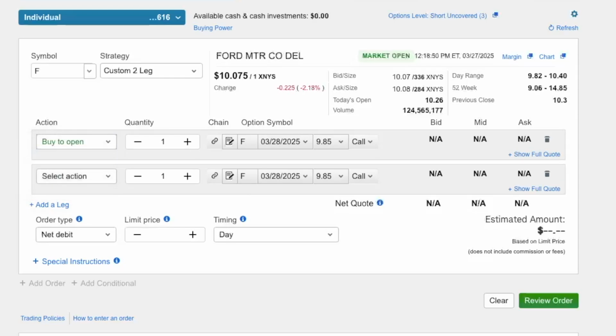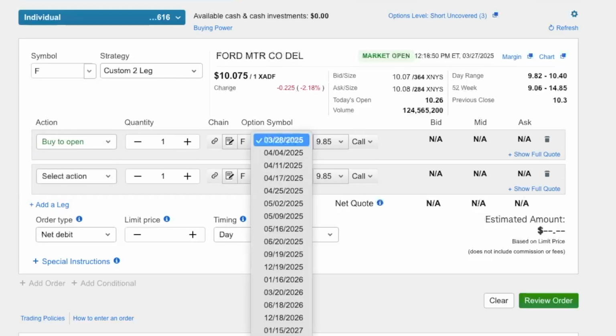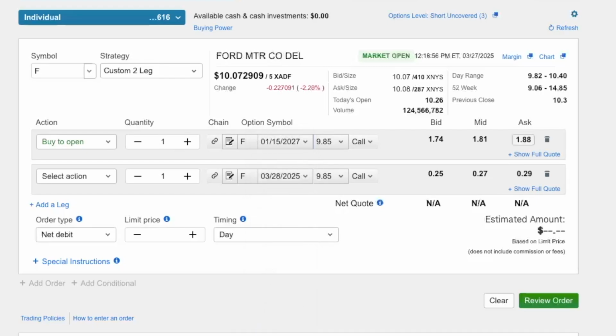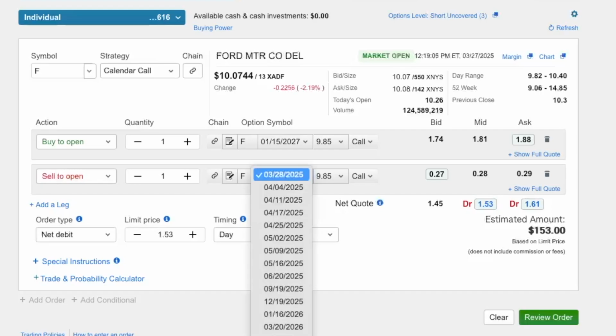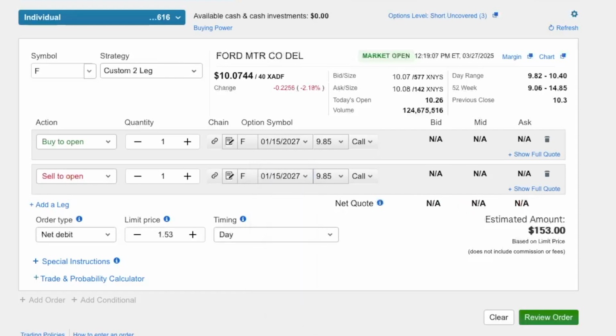So buy to open, 1, we choose our expiration date. Let's go out to January, furthest one, 2027. And we sell to open. So they're both opening positions, which means we're not closing out a position. Choose the same expiration date.